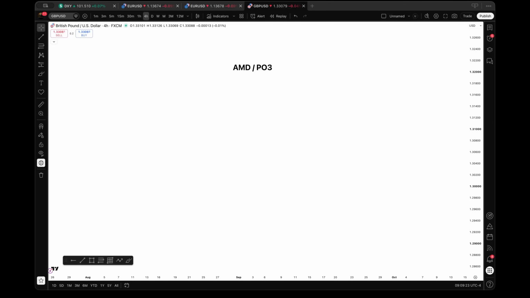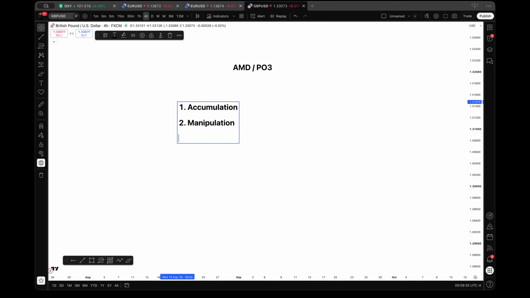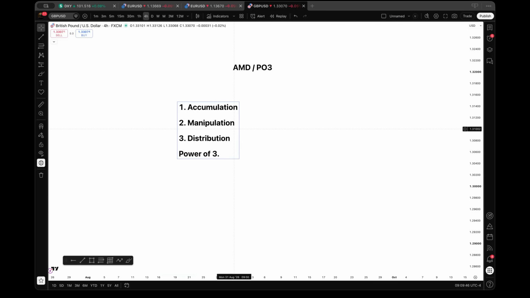What is AMD/PO3? So AMD is accumulation, manipulation, and distribution. Also known as PO3, so power of 3. The 3 being accumulation, manipulation, and distribution.